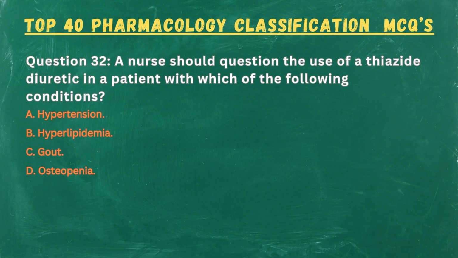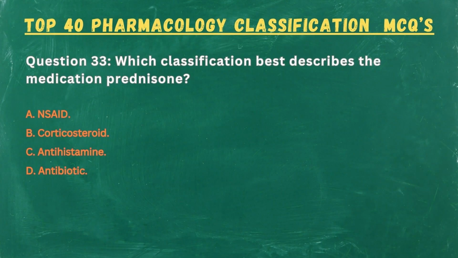Question 32. A nurse should question the use of a thiazide diuretic in a patient with which of the following conditions? A. Hypertension. B. Hyperlipidemia. C. Gout. D. Osteopenia. Answer: C. Gout.